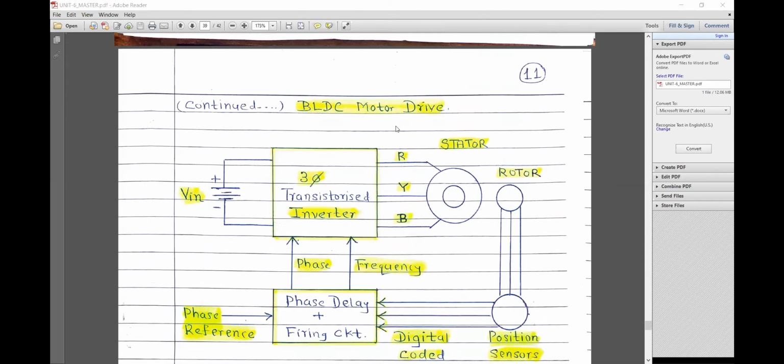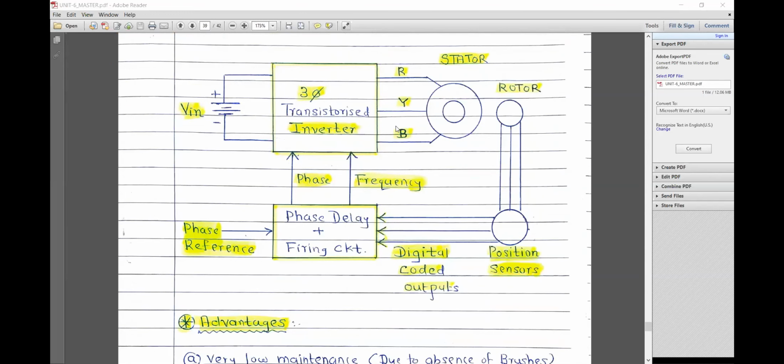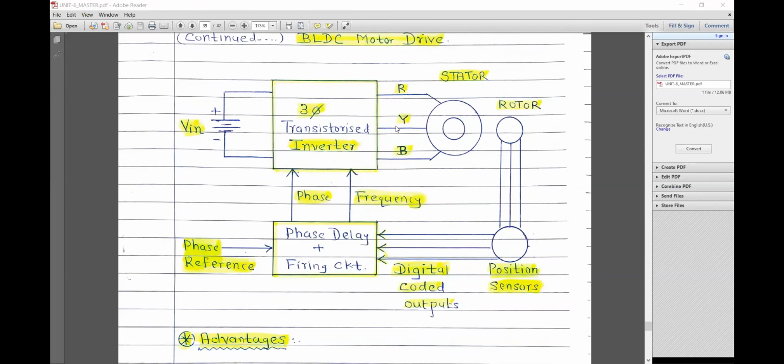So this is the block diagram of a BLDC motor drive. It's very simple. Here we have shown a motor. The stator plus rotor represents a BLDC. The concentric circle is the stator and the second is the rotor. Are you able to see this diagram? We have a DC input, which is given to a three-phase transistorized inverter. The output of the inverter is R, Y, and B phases, which are given to the stator windings.